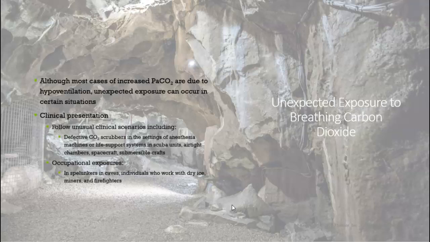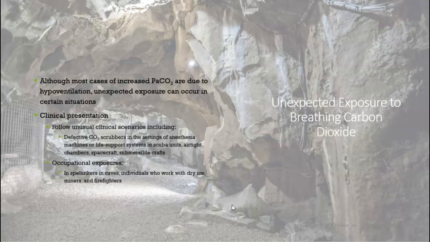So this can be post surgical patients when they're under anesthesia. There's CO2 scrubbers inside that anesthesia machine circuitry. They're supposed to help remove the CO2 so the patient doesn't rebreathe it. If those are defective, then the patient is going to rebreathe CO2 and have an elevated carbon dioxide level without an issue with ventilation. That also can happen in scuba diving equipment and other types of submersible or airtight crafts.